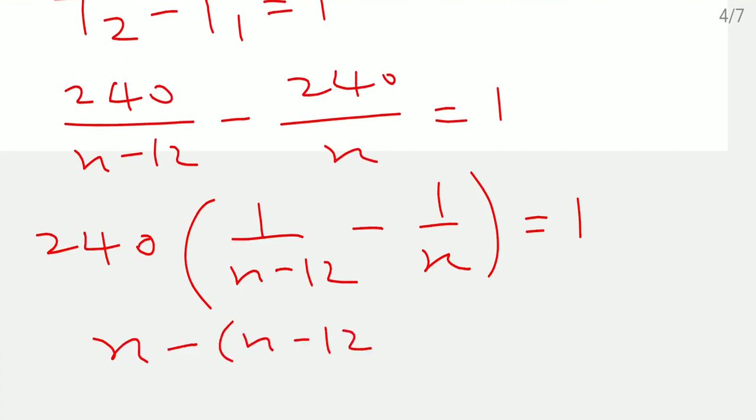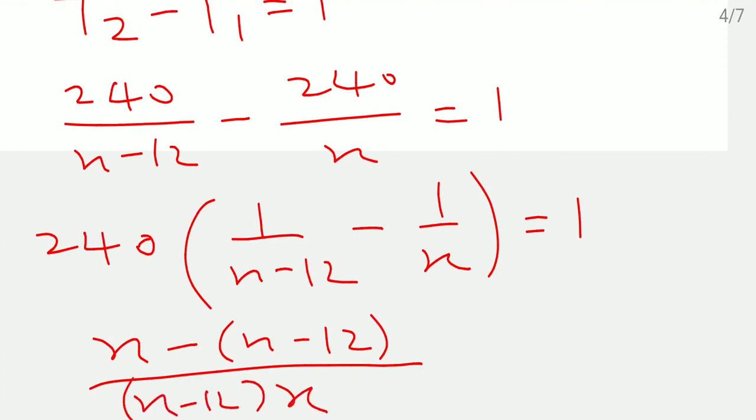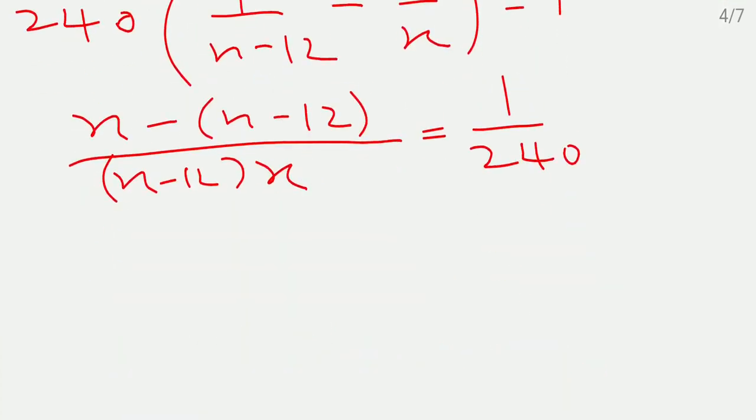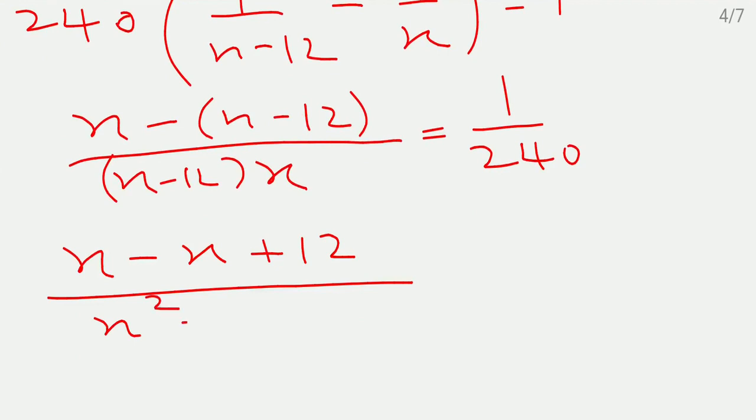X minus 12. Whenever there is a negative sign, be careful. So x minus 12, and here x, which is equal to 1 by 240. Now open the bracket. X minus minus x minus minus plus 12. See, this negative and this negative will become positive. Okay. Now at the denominator, x square minus 12x, which is equal to 1 by 240.